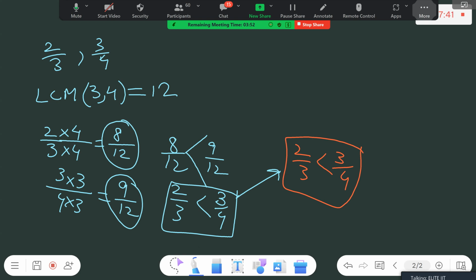So these are the two ways of comparing fractions, isn't it? Yes, sir. Quickly note it down. Yes, sir. Sir, no, finish, sir. Who is calling me? Okay. Yes, sir.